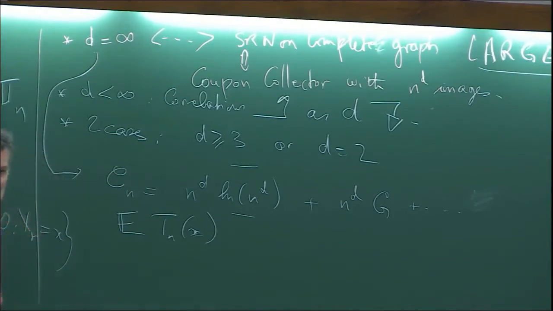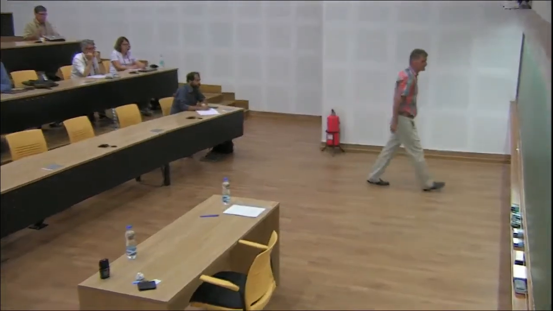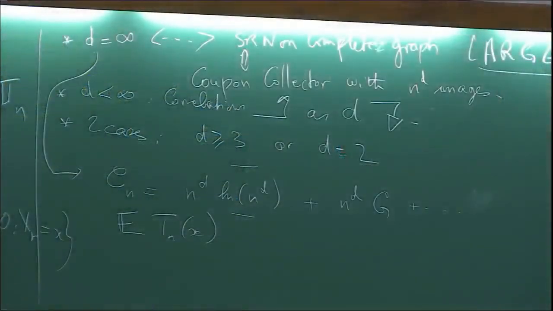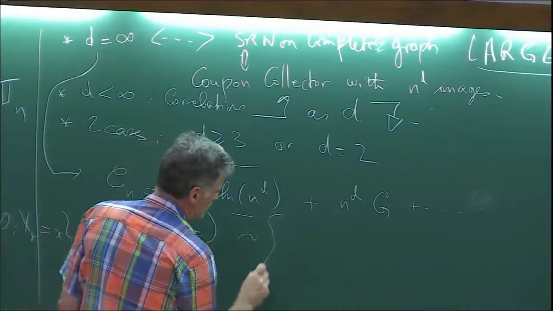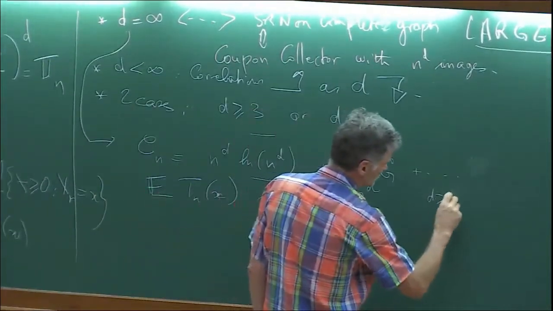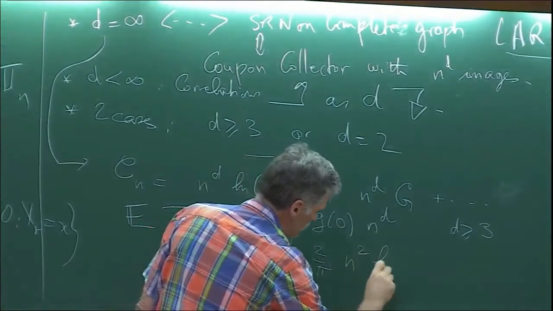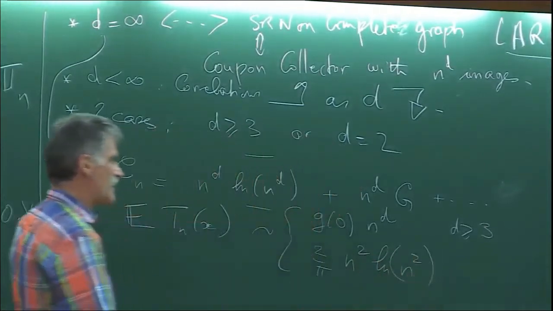If you look at the expected value of the hitting time of a fixed point. Ah, by the way, what is the expected value here? For me, it will be for the walk starting from a uniformly distributed initial point. I need to specify what is the initial point, because if it is x itself, then there is no question. So the best choice is to start from the invariant measure, which is the uniform. Okay? So this is always with respect to the uniform distribution. And the asymptotics are well known. This is g(0) n^d if d is larger or equal to 3. And this is 2 over pi times n^2 log n^2 in dimension 2.